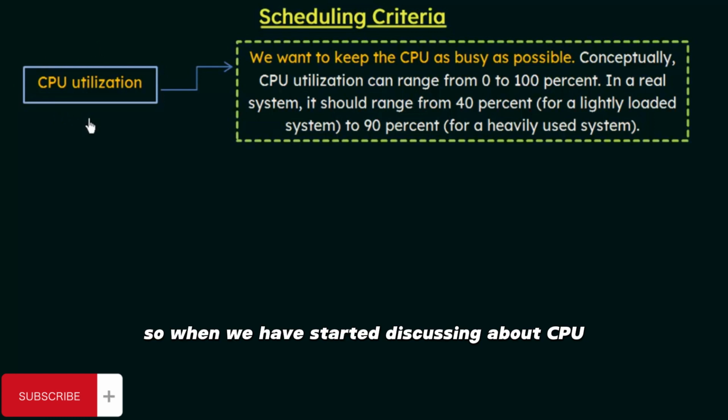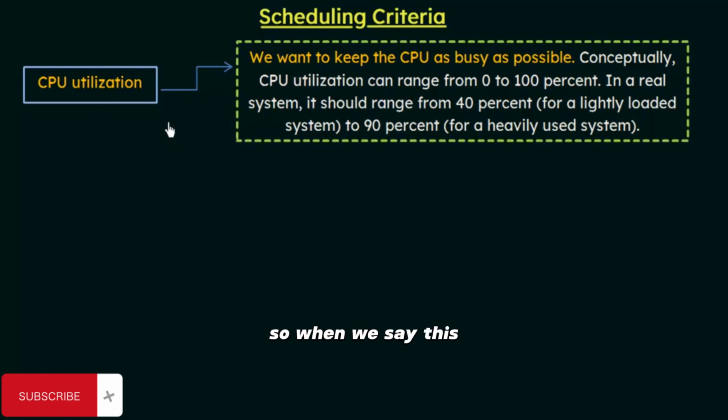When we started discussing CPU scheduling itself, we said that we want to keep the CPU as busy as possible. So when we say this, what we mean is that when the CPU is busy, some process is being executed. That means the CPU is doing some work. So the more the CPU is busy, the more work is done, or the more processes are being executed. That is what we mean by CPU utilization.